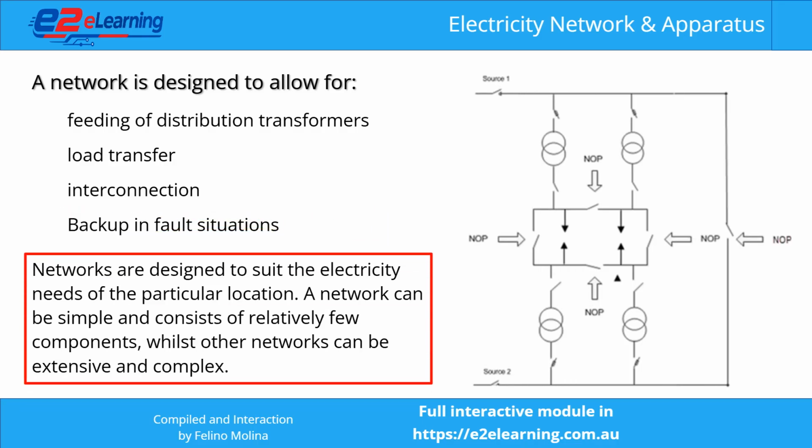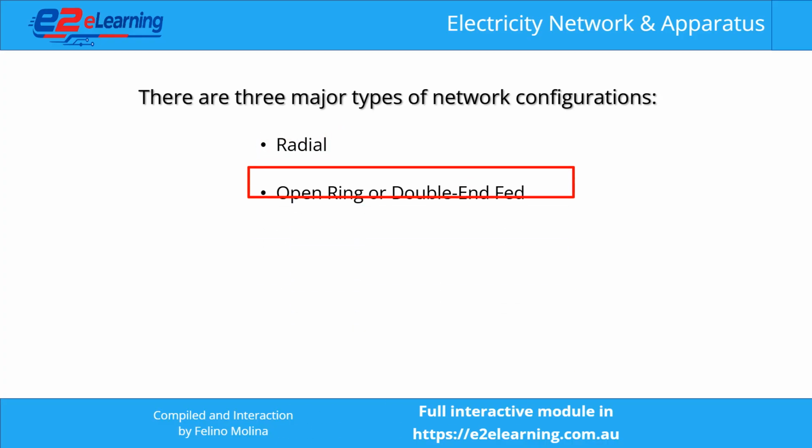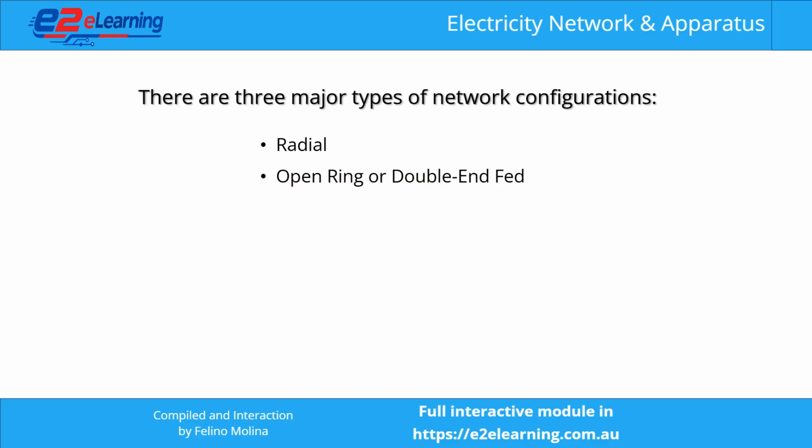Networks are designed to suit the electricity needs of the particular location. A network can be simple and consist of relatively few components, whilst other networks can be extensive and complex. There are three major types of network configurations: radial, open ring or double-end fed, and closed ring.